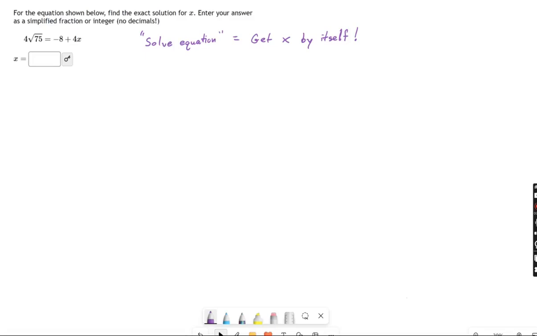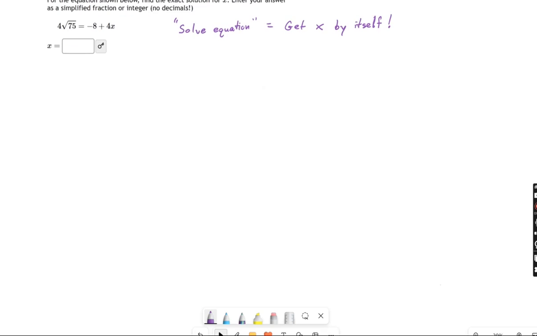Whenever you see a problem that involves the word solve, or solve for x, or solve the equation, what it means is essentially, one way or another, you have to get x by itself. You have to do something to both sides of the equation, both sides of that equal sign, so that in the end, it's just x equals blank.